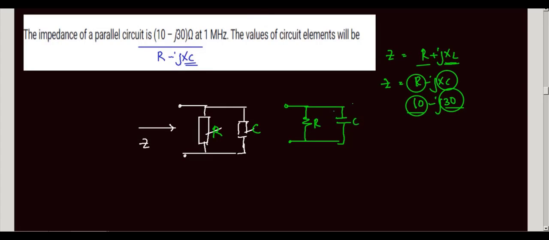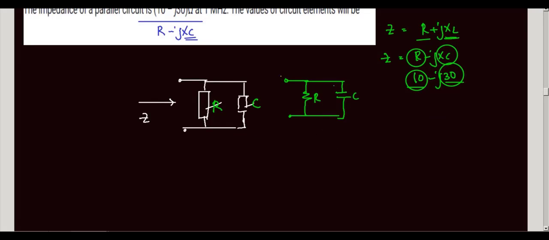Now, if you apply admittance, Y equals 1 by R plus 1 by j omega C.